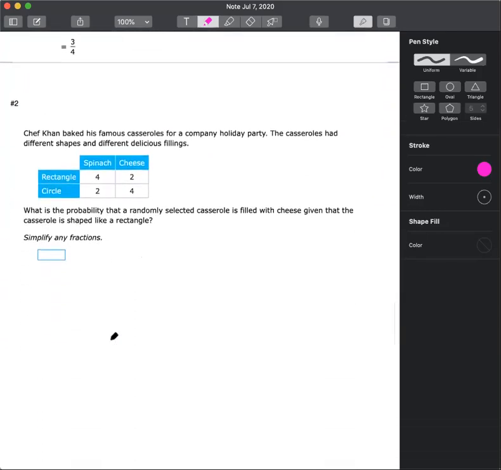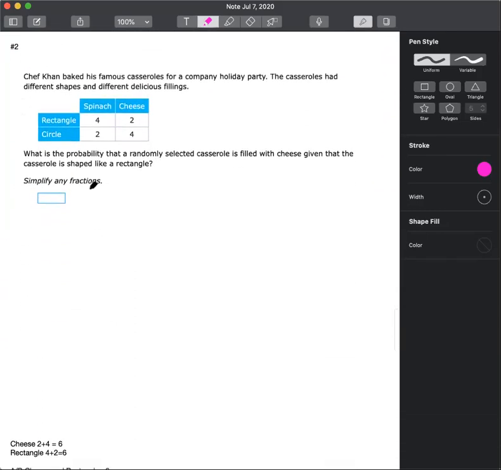All right, so let's look at another one. Pause the video and see if you can try it on your own. So I'll just read it out to start. Chef Khan baked his famous casseroles for a company holiday party. The casseroles had different shapes and different delicious fillings. That sounds good. What is the probability that a randomly selected casserole is filled with cheese, given the casserole is shaped like a rectangle? All right, so cheese and rectangles, that's that number right there. Again, I'll pause and see if you can figure this out.